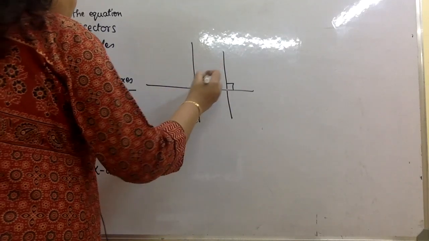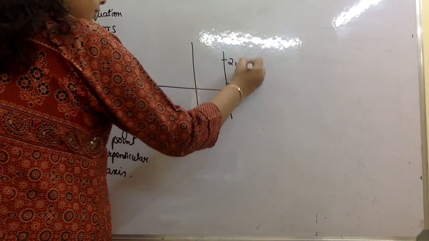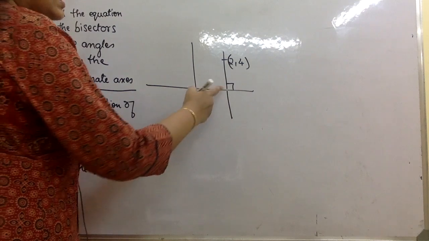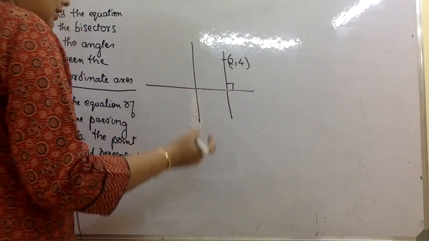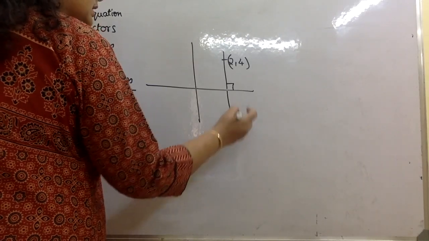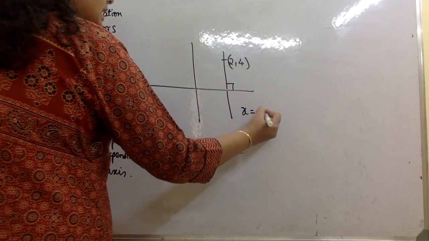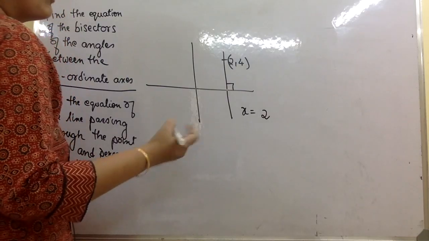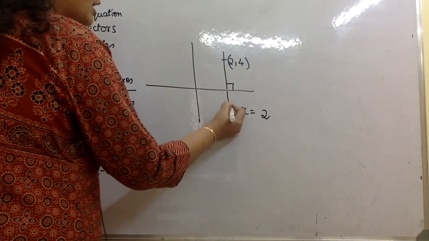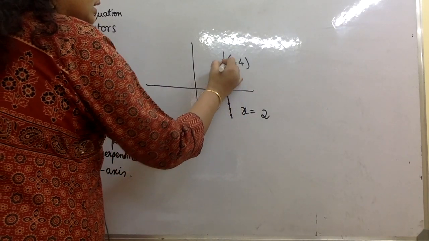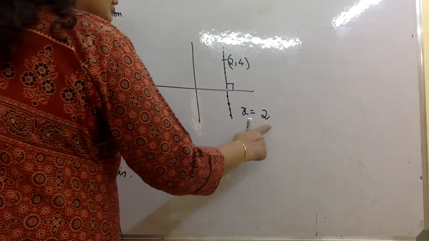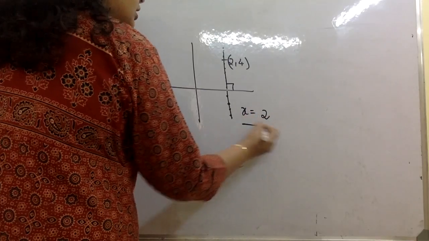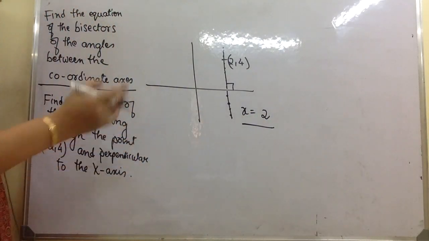Here this line passes through (2, 4), okay. So the slope is infinite, not defined. So what we do here is, the equation becomes x is equal to 2. Why x is equal to 2? At any point on this line, the value of y will change, but the value of x is always 2. So the equation of the line is x is equal to 2.